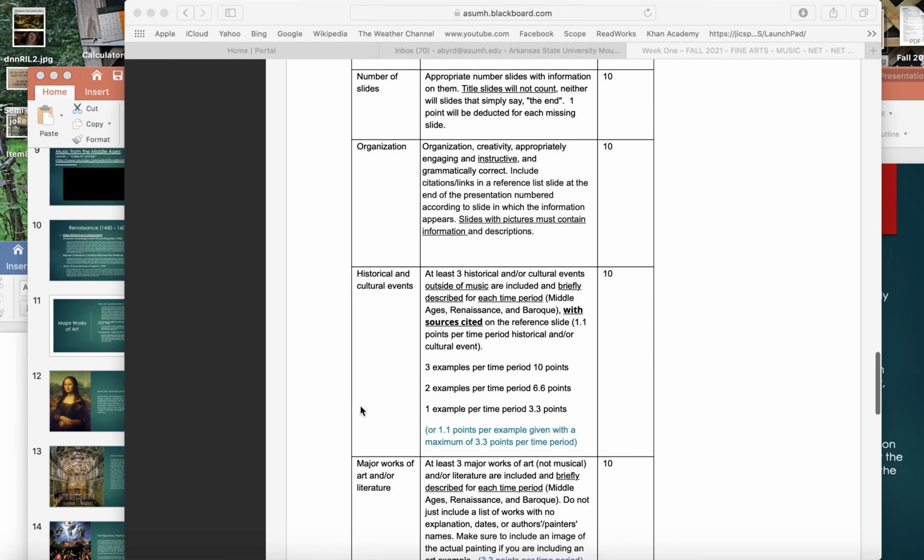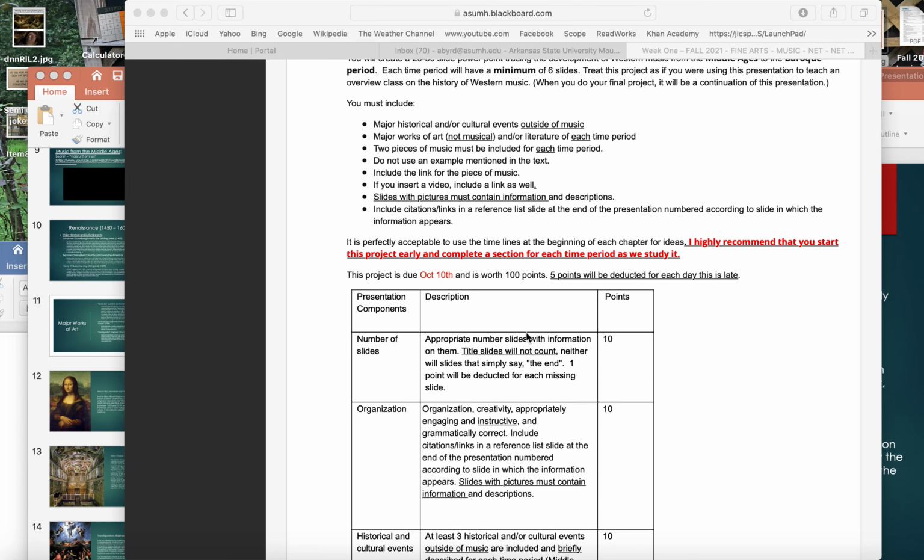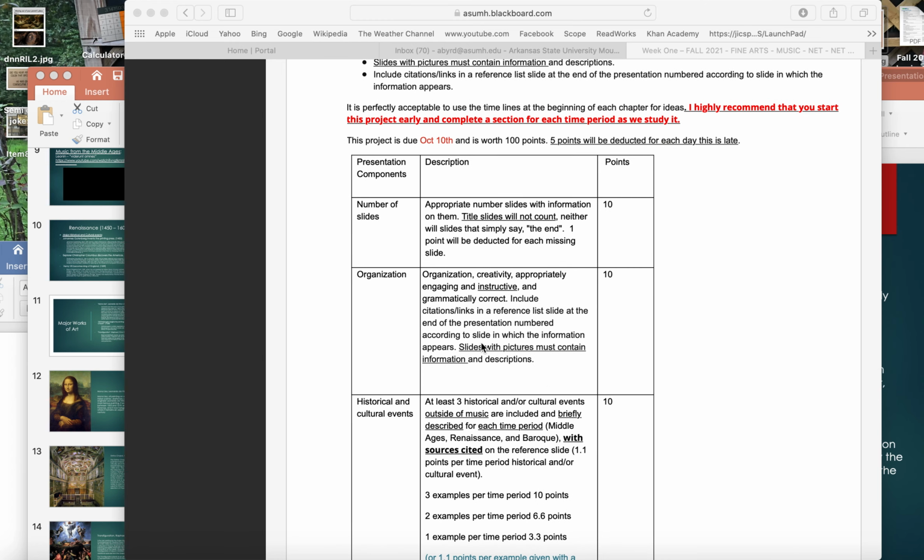So just kind of going back up, this is the rubric right here. Number of slides, you've got to have at least 20 to 30. Organization: I'm looking for it to be organized, creative, and instructive. Basically, what you're doing is you're pretending, maybe you will, I don't know, to explain the history of Western music for the midterm from the Middle Ages to the Baroque period to someone else who hasn't taken the course. This is just an overview for that section of history for Western music. So it's like you're just teaching someone else. So try to make it engaging, interesting, maybe even fun if you want.